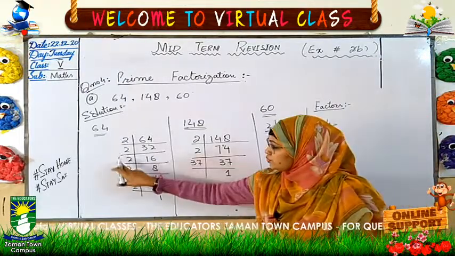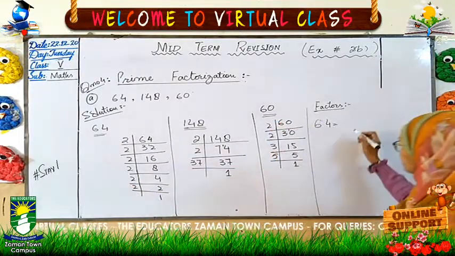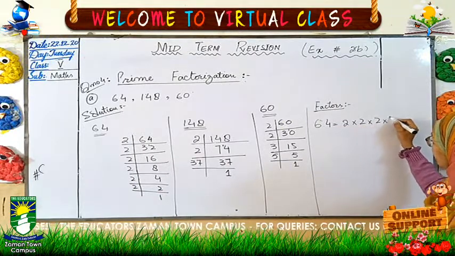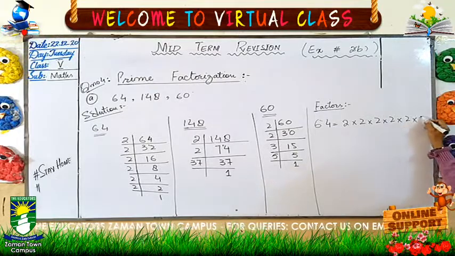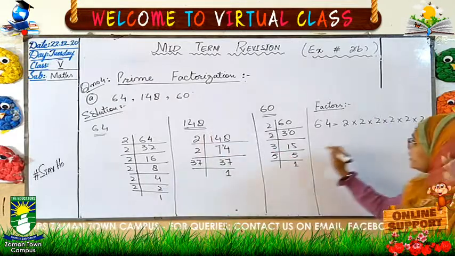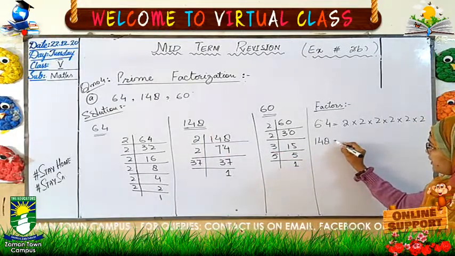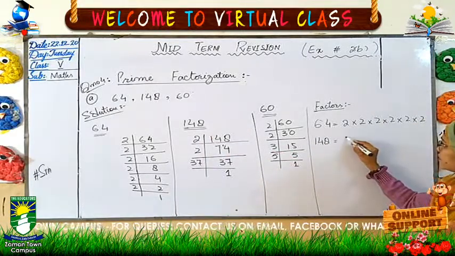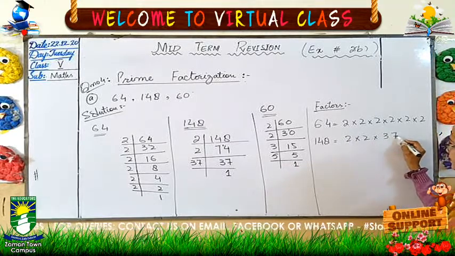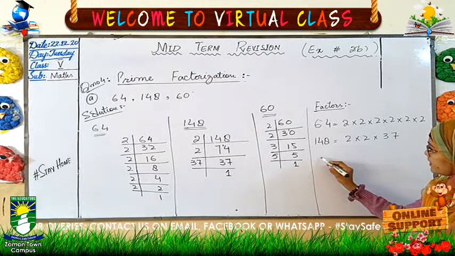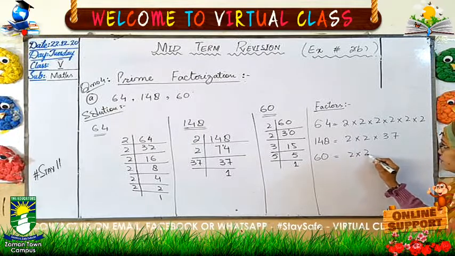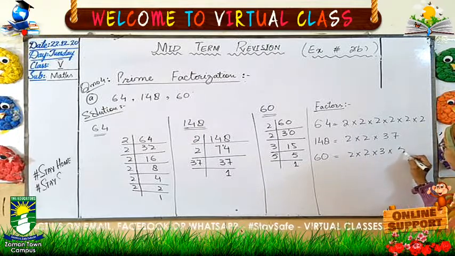1, 2, 3, 4, 5, 6. 6 times 2 we have 2 multiplied by 2, multiplied by 2, multiplied by 2, and then the last. Next we have 148. Here we will write down 148, and the factors of 148 are 2 multiplied by 2 and then 37. And last we have 60 is equal to 2 multiplied by 2 multiplied by 3 multiplied by 5.